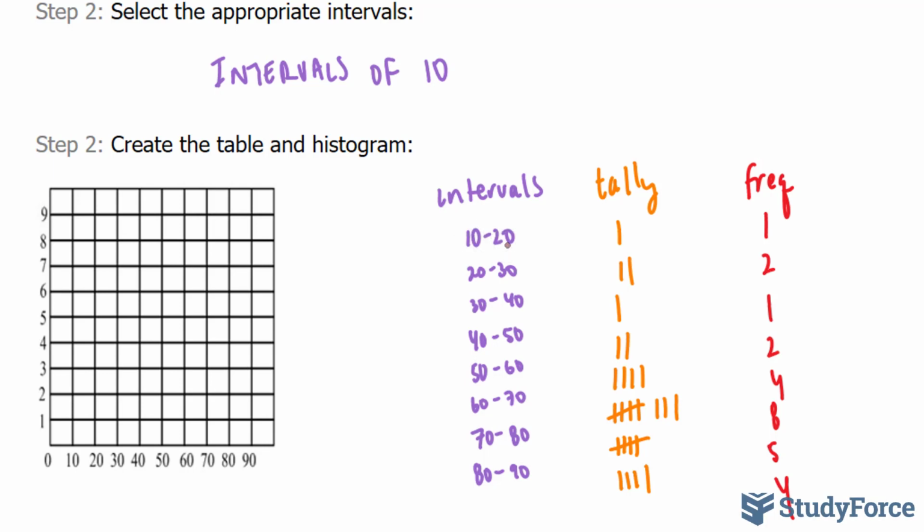So between 10 and 20, we have 1. Between 20 and 30, we have 2. Between 30 and 40, we have 1 again. 40 and 50, 2. 50 and 60, we have 4. And then it jumps to 8 for the next one. And then between 70 and 80, we have 5. And lastly, between 80 and 90, we have 4 once again. And of course, since we didn't have anything between 0 and 10 and 90 and 100, it bottoms out.